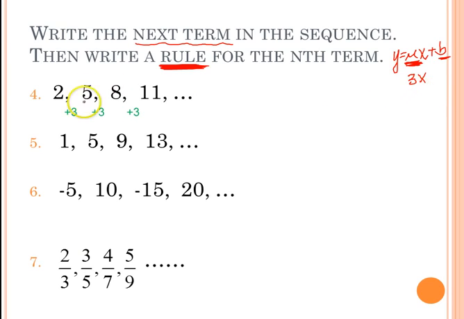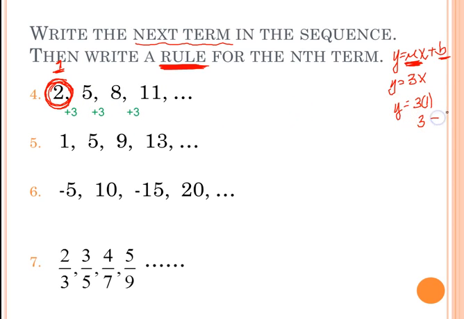Now, the second thing you need to make sure you do for your rule is where do you start? I need to start at 2. My first term is 2. Well, right now, if I just have y equals 3x, if I plugged in a 1 for my first term, I would get a 3. But when I plug in a 1, I need to get a 2. So how do I get 3 when I plug in a 1 for x to turn into a 2?